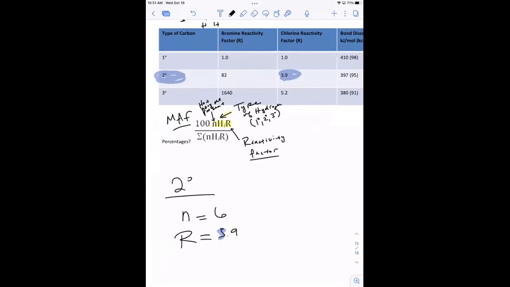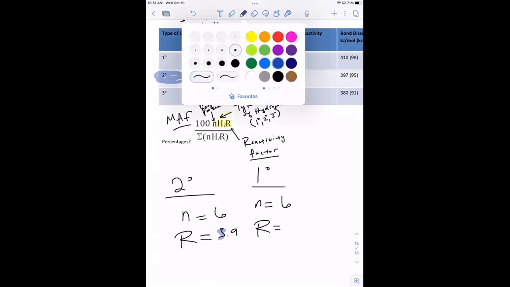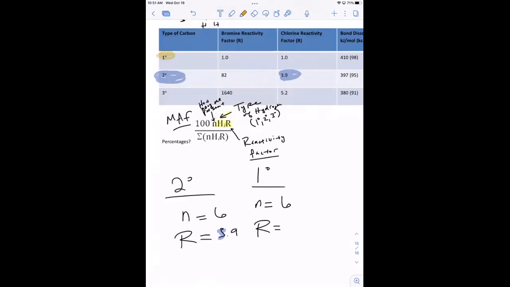What is PDT? It's an abbreviation for product. Okay. Are we okay? Are we good with that? And then for primary, N is 6 because we have a CH3 on each end. And then R for a primary carbon reacting with chlorine is 1.